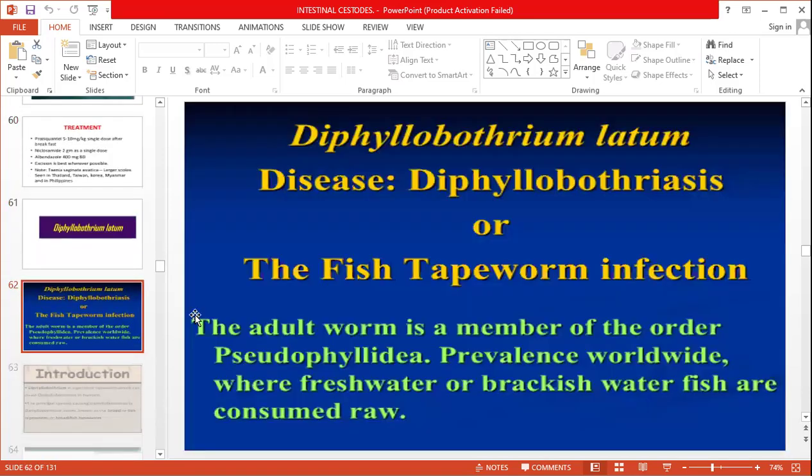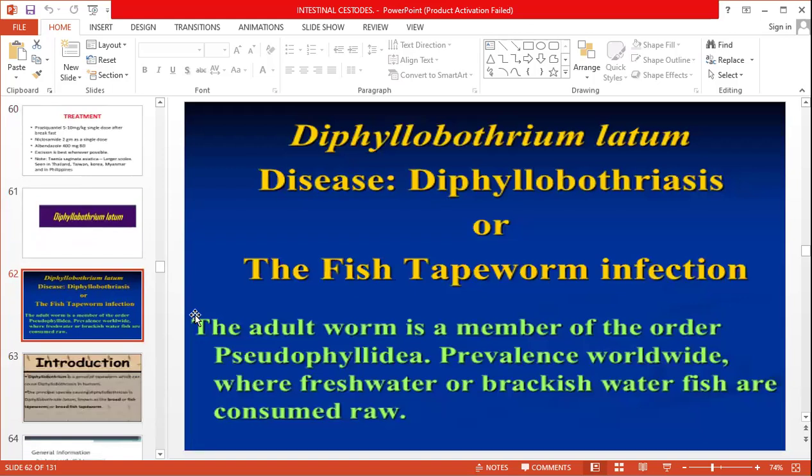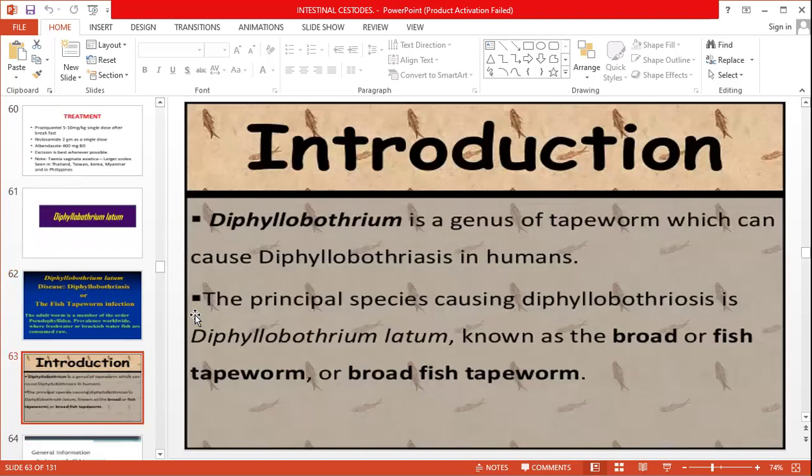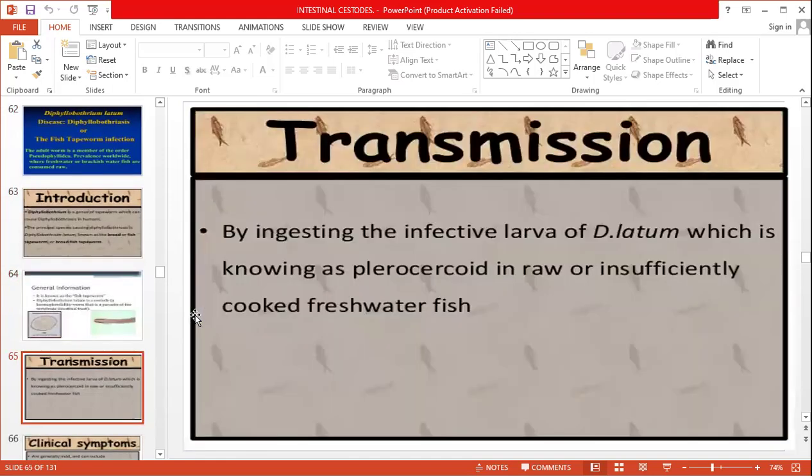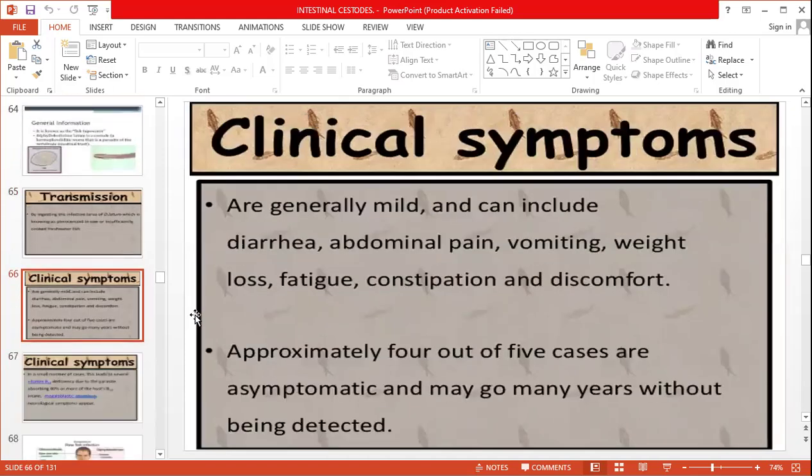Diphyllobothrium latum, or D. latum, the fish worm. The disease caused by this D. latum fish worm is known as diphyllobothriasis, or fish tapeworm infection. It is transmitted by ingesting the infected larva of D. latum, known as plerocercoids, in raw or insufficiently cooked freshwater fish. Symptoms are generally mild and can include diarrhea, abdominal pain, vomiting, weight loss, fatigue, constipation, and discomfort.